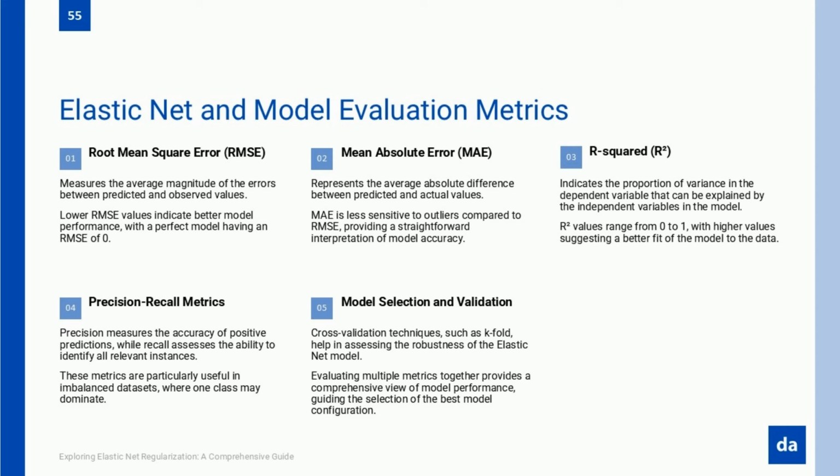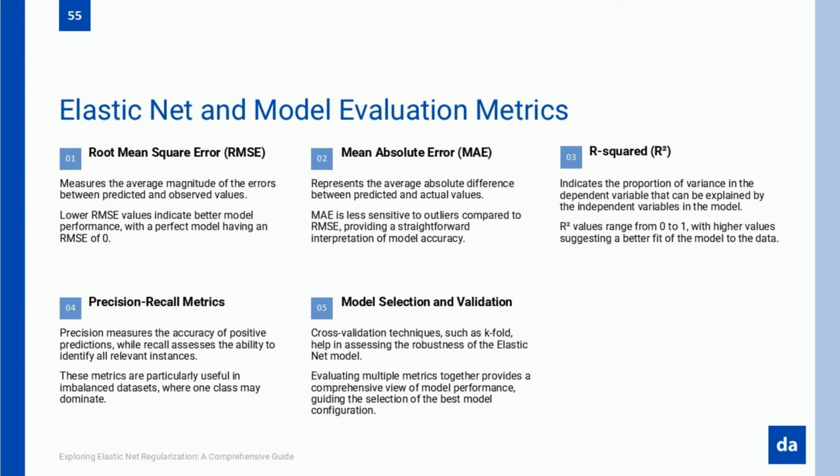Cross-validation plays a crucial role in evaluation. Instead of relying on a single test split, K-fold cross-validation ensures that the model's performance is measured across multiple subsets of data, providing a more reliable estimate of accuracy and preventing overfitting. This step is essential when fine-tuning lambda and alpha, ensuring that the chosen values optimize predictive power while keeping the model stable. Choosing the right evaluation metric ensures that our Elastic Net model isn't just a good fit for the training data, but also a reliable predictor for new, unseen data.